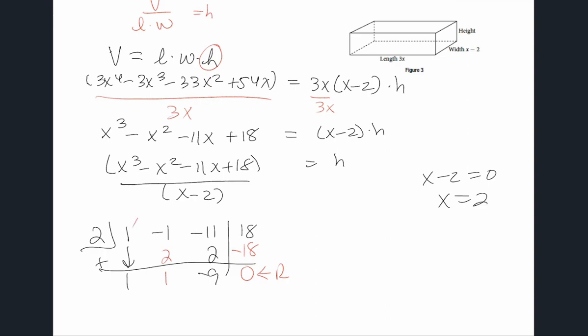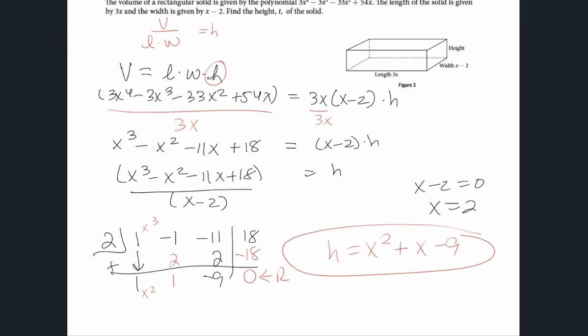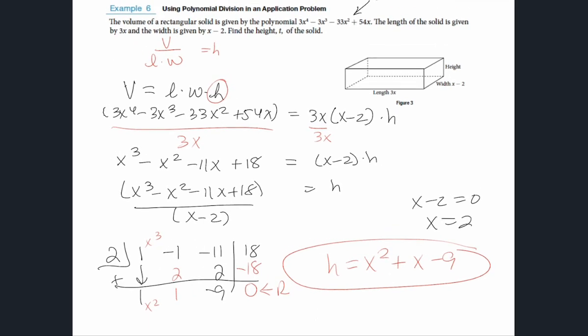So this was an x cubed when I started. I came down a power. It's now an x squared. So my height is going to be x squared plus 1x minus 9. Now, how could you check your work? Well, volume is length times width times height. If I multiplied the length of 3x, the width of x minus 2, and the height of x squared plus x minus 9, I better get that long polynomial that they started with.